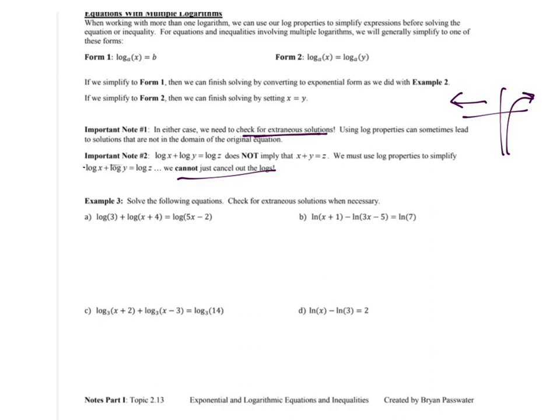Okay, so first, check for extraneous solutions. What you've got to make sure is that your arguments are always greater than 0. So is 3 greater than 0? Yeah. So we're not going to have to worry about that one. How about x plus 4? When might that be less than 0? If it's a horizontal translation.